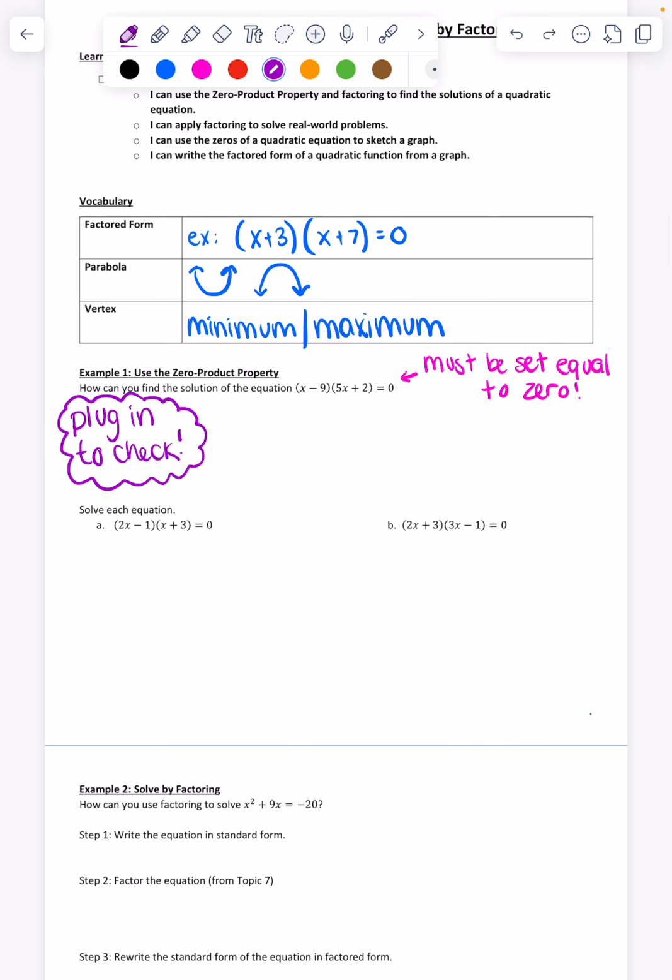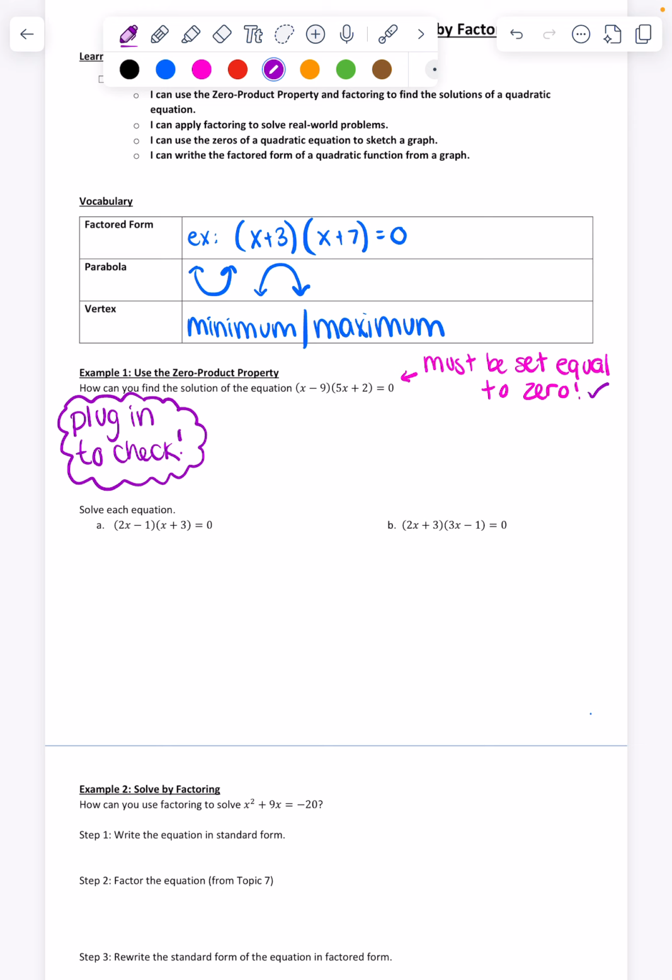We have this thing called the zero product property, and we can use this every time that we are in factored form. So this first example is a great example of a question in factored form. Right now, this equation is set equal to 0, and I made a little note, I want you to write that down as well: any time that we use the zero product property, we have to be set equal to 0 to start. Almost always we will be, but sometimes we will not be, and we'll see how we deal with that in example 2.